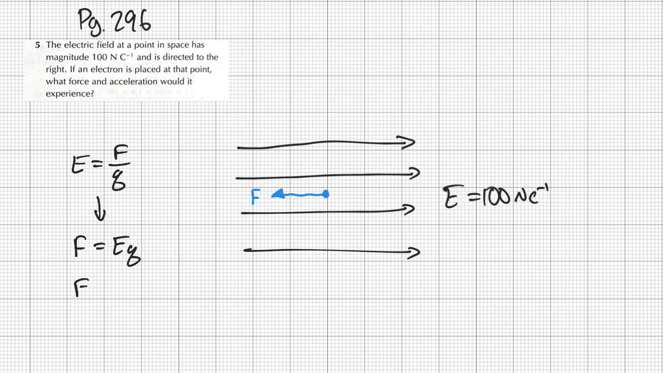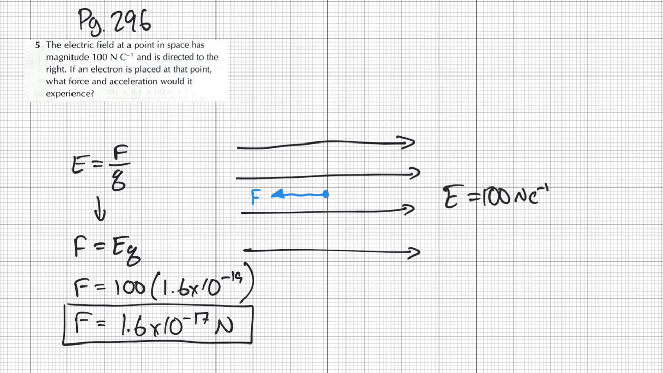Plugging my values in then, I'm going to have 100 newtons per coulomb times a charge of 1.6 times 10 to the negative 19. Since I'm just multiplying this number by 100, I'm going to move my decimal place 2 points to the left. So instead of a negative 19, the force that it would experience is simply going to be 1.6 times 10 to the negative 17 newtons.